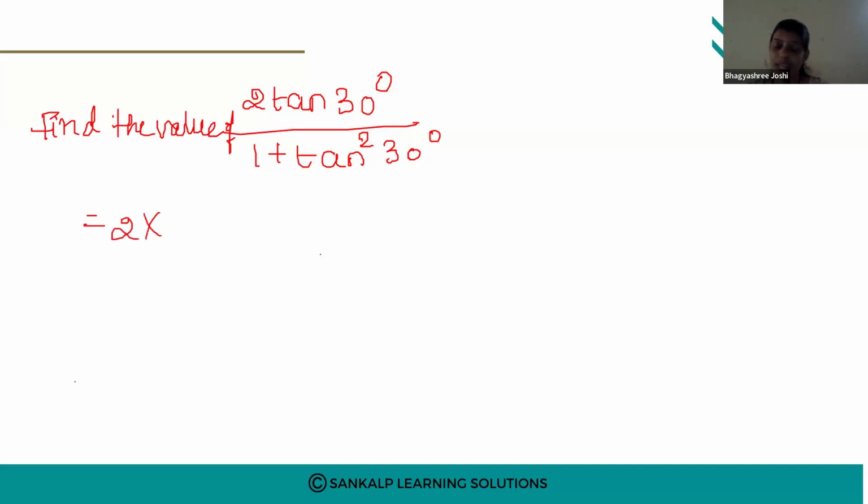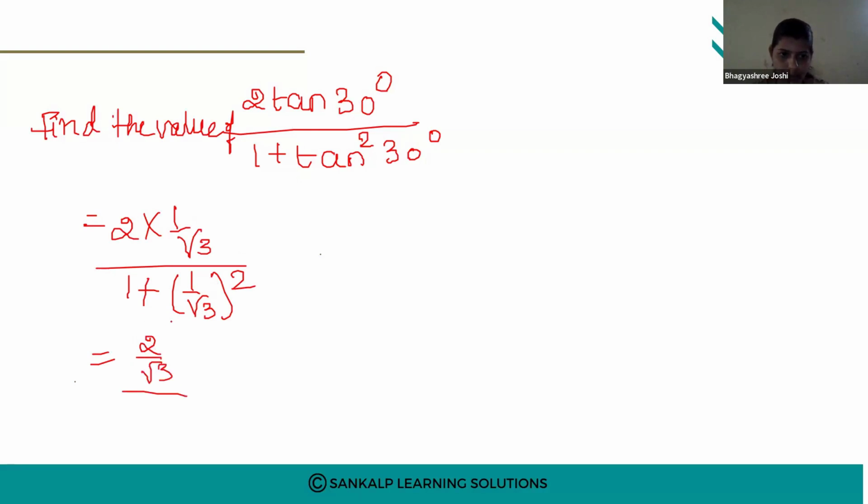So 2 into tan 30 degree means it is 1 divided by root 3, divided by 1 plus tan square 30 degree, which is 1 divided by root 3 whole square. Tan 30 degree is 1 divided by root 3, tan square is 1 divided by root 3 whole square, right? So 2 into 1, it is 2 divided by root 3, divided by 1 plus 1 square, it is 1, divided by root 3 square, it is 3.